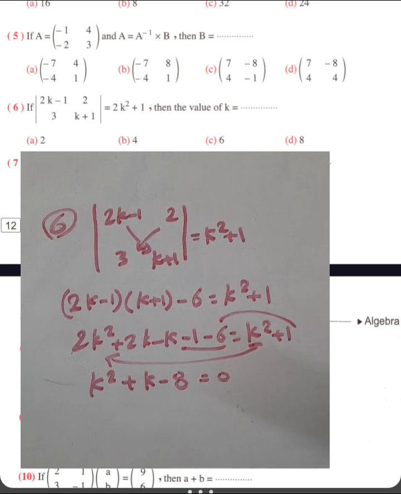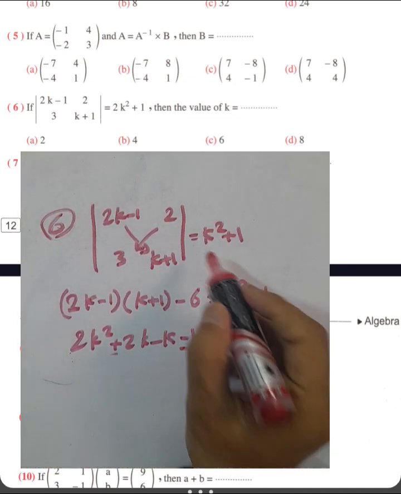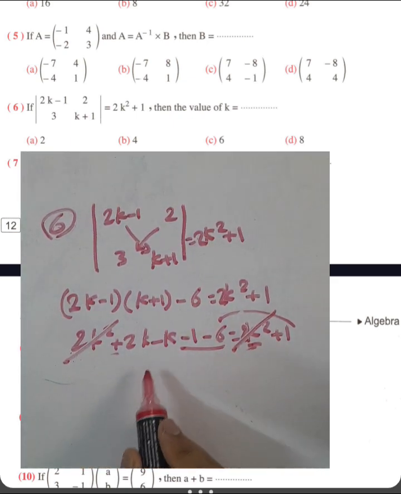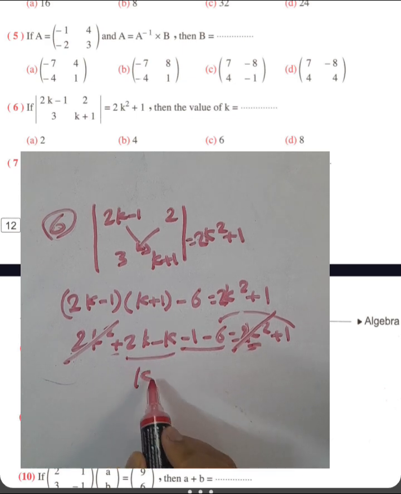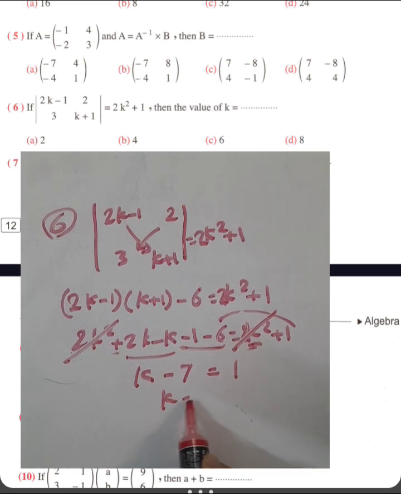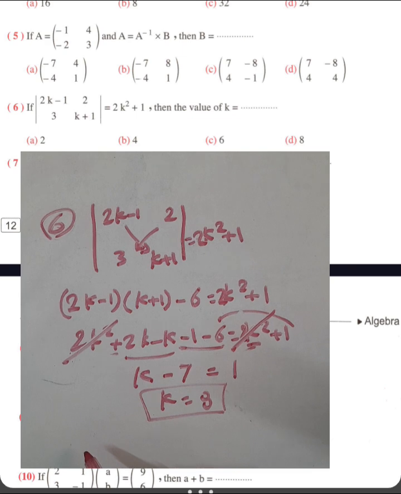Sorry, we have here 2k power 2, which is cancelled by 2k power 2, and 2k minus 1 will be k, negative 6, negative 1, negative 7, and plus 1. Then the value of k here equals 8. Letter D. About question 6, choose letter D.